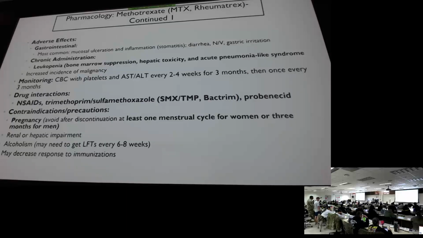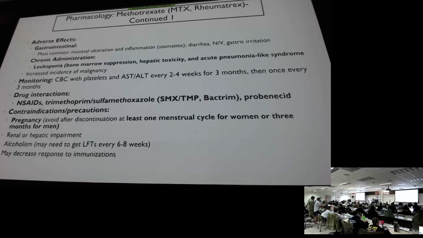Drug interactions. NSAIDs, important to know. Your antibiotic SMX-TMP, sulfamethoxazole, or Bactrim, is also a drug interaction, and probenecid. So we're going to talk about probenecid during gout. That's mostly what it's used for. Because of those common side effects, we're going to talk about the monitoring that must be done on the next slide.